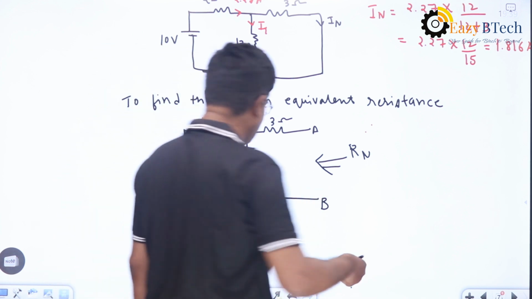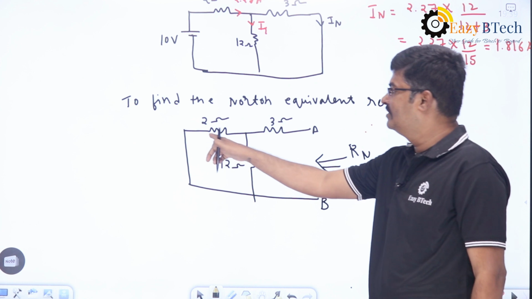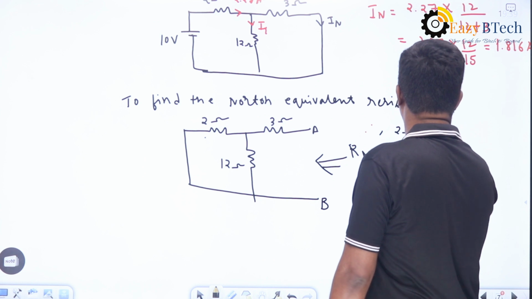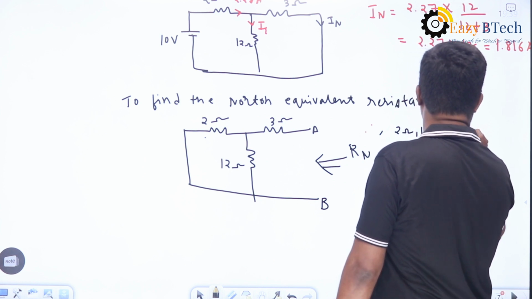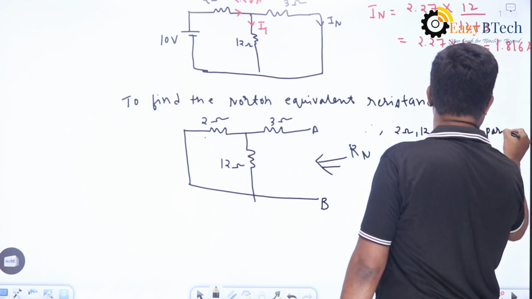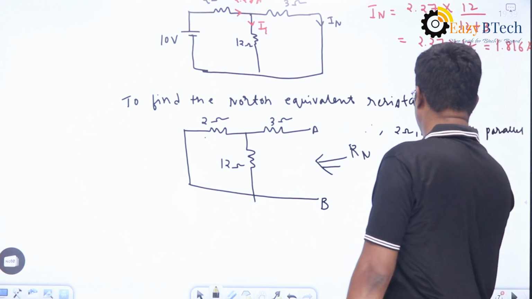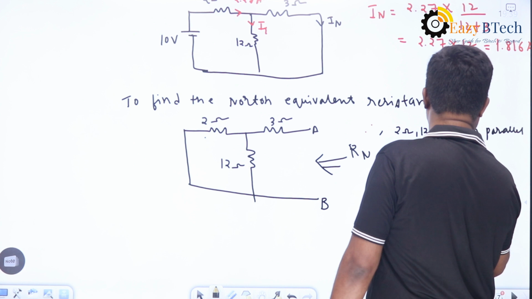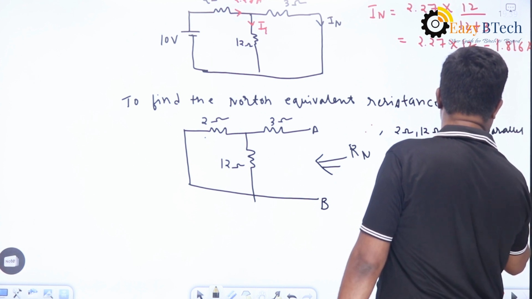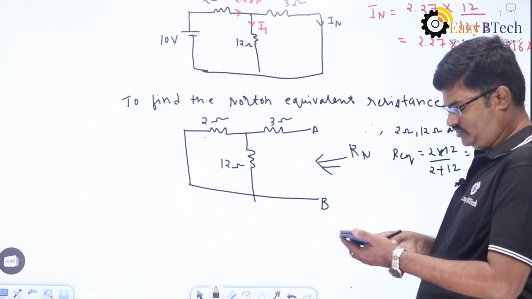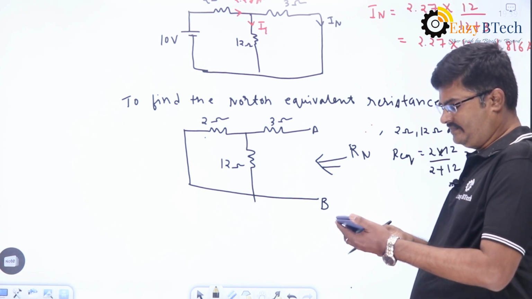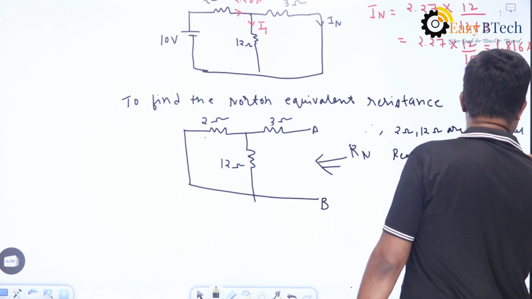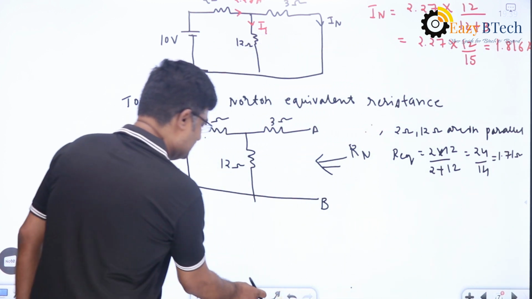So when I am seeing the circuit from here, what is happening? This 2 ohm and 12 ohm are in parallel. So my R equivalent is equal to 2 into 12 divided by 2 plus 12, which is equal to 24 by 14. So 24 divided by 14, I am getting this as 1.71 ohm.